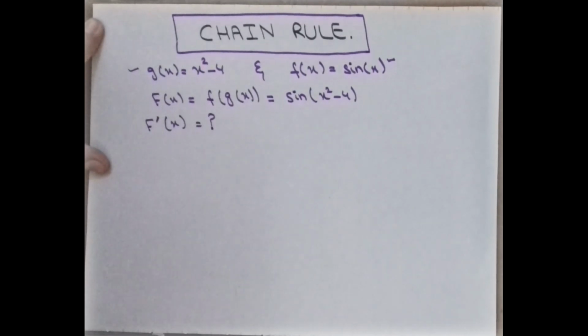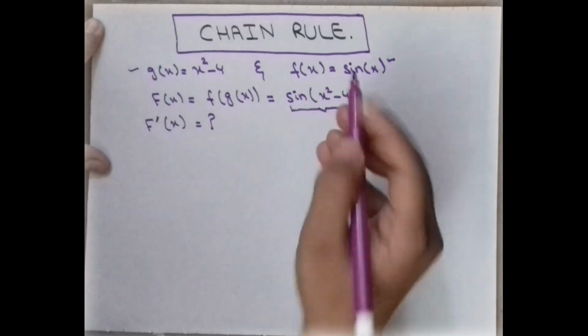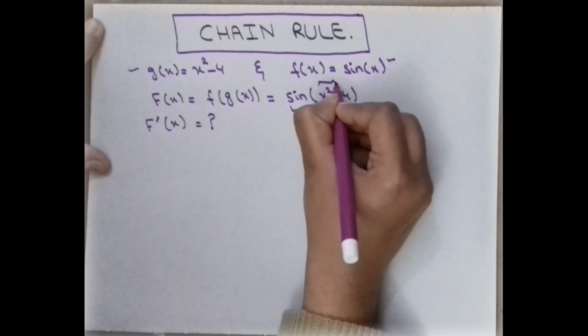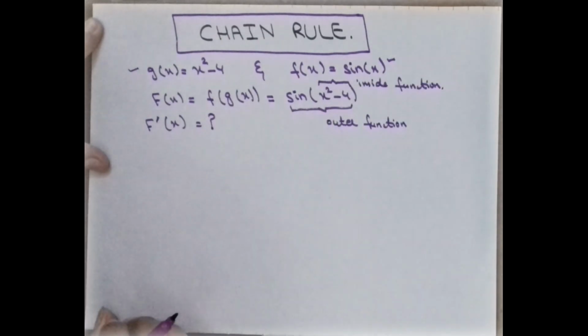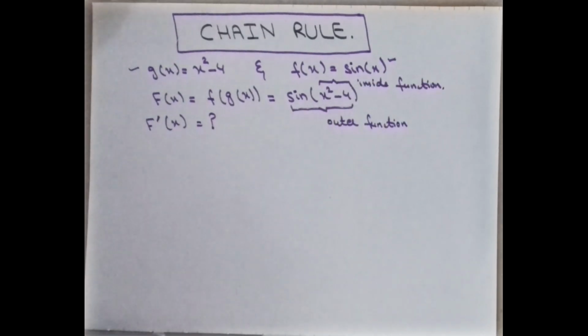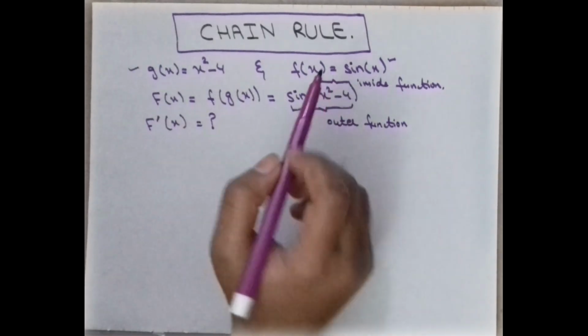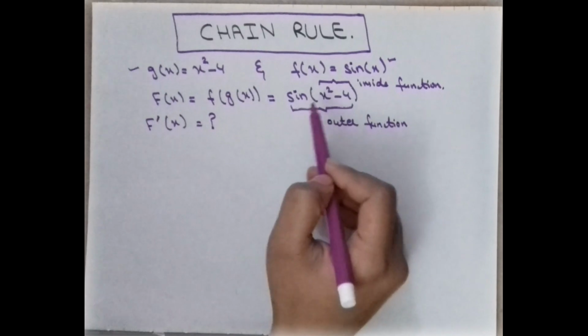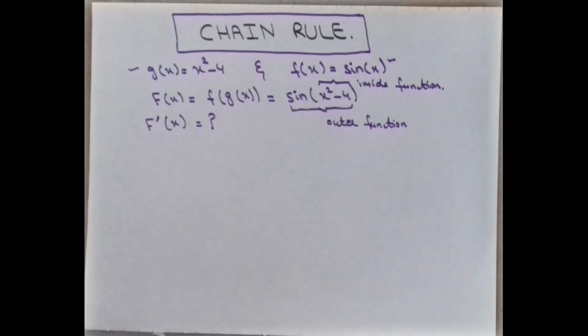The answer is very simple: apply the chain rule. The chain rule helps us differentiate composite functions, where one is the outer function and the other is the inside function. In other words, we use the chain rule when we differentiate a function of a function, like f of g of x.